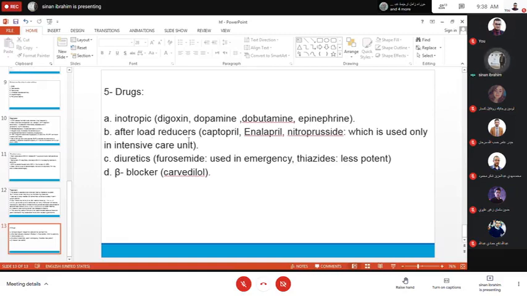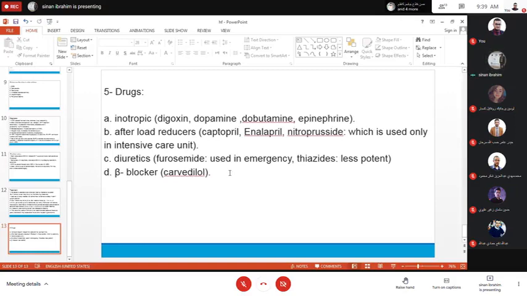Also, the afterload reducers, including captopril and enalapril, are available in the market and in the hospital. We can use them in outpatient treatment. And third are the diuretics like furosemide and thiazide. Furosemide is the most potent diuretic and can be used in patients with heart failure. And lastly, the beta blocker carvedilol also shows improvement in the morbidity and mortality of patients with heart failure.